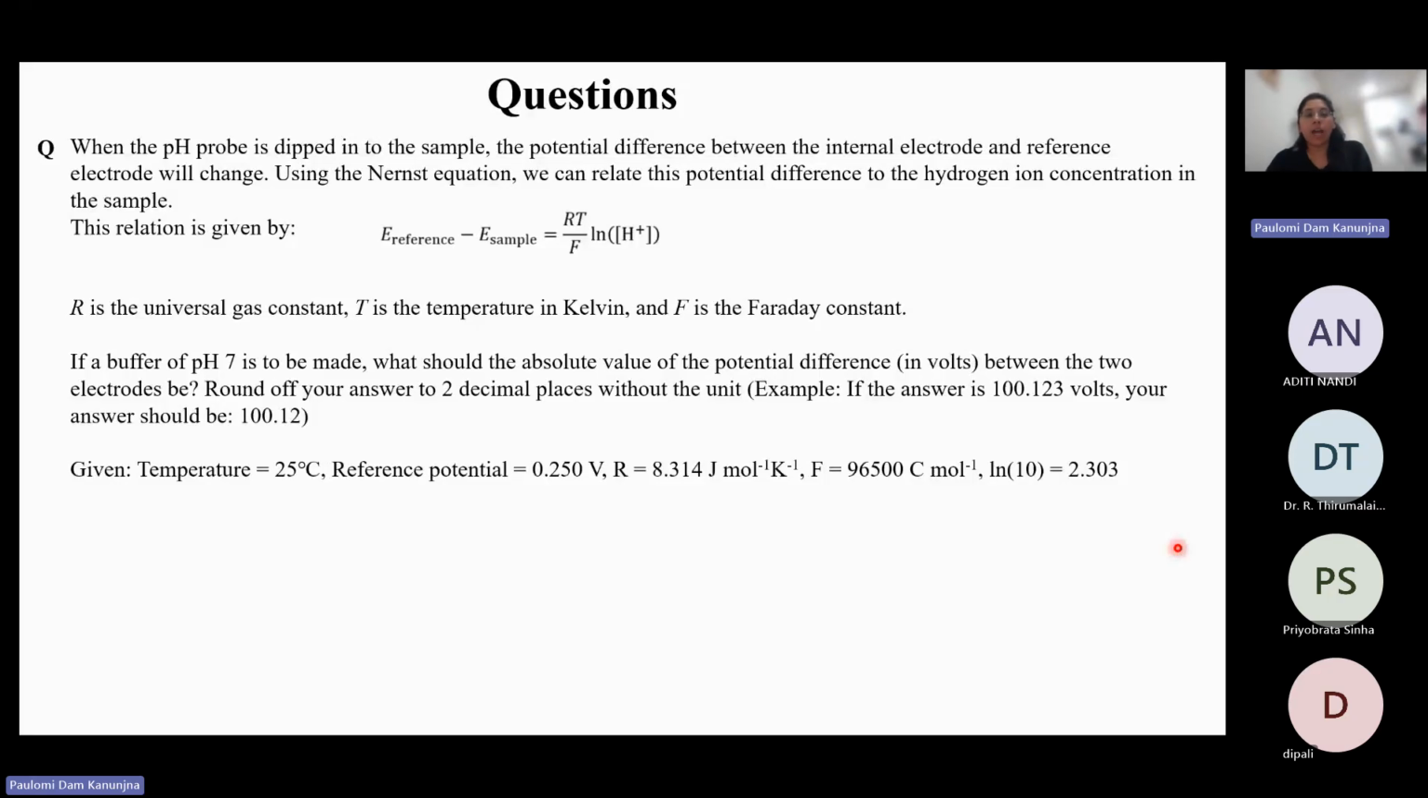So basically here you have a formula given. When the pH probe is dipped into the sample, the potential difference between the internal electrode and the reference electrode will change. And here you have the Nernst equation, the equation that we have been using so far. You have E reference minus E sample given by this formula. Now the question here is, if a buffer of pH 7 is to be made, what should be the absolute value of the potential difference in volts between the two electrodes? You have all the necessary values given to you. Temperature is given, reference potential is given, R is given, F is given, and the ln10 is also given to you.